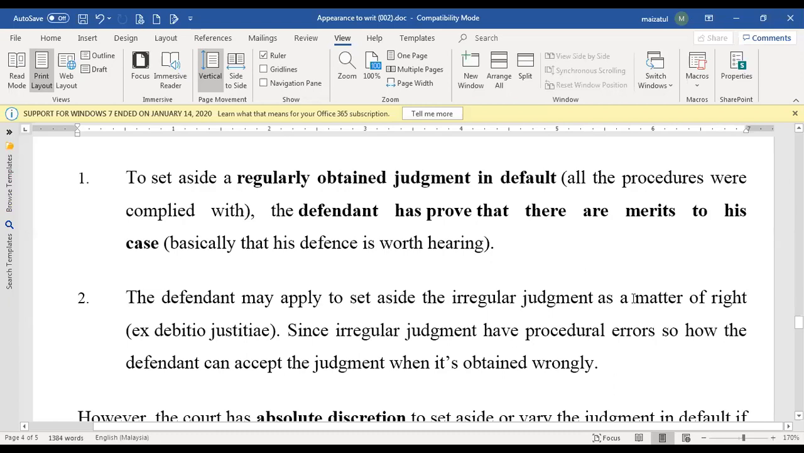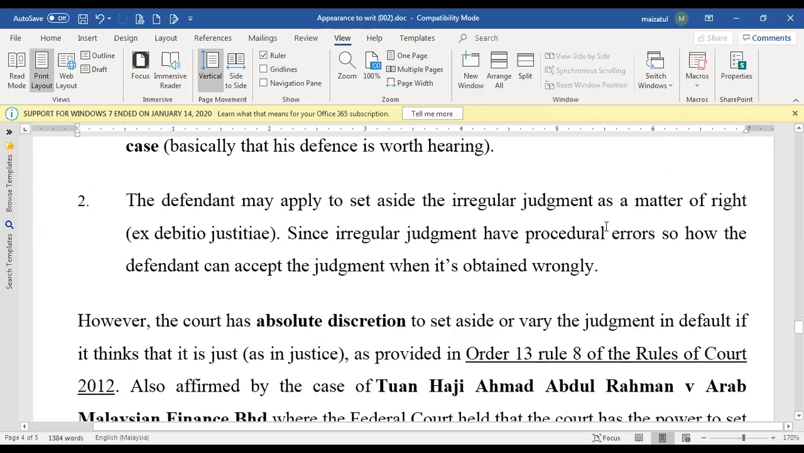However, if the defendant can prove that there is an irregular judgment obtained, then the application can be a matter of right. Because since the irregular judgments have a procedure error, in other words you cannot prove that the defendant has accepted the judgment when obtained wrongly. So that is why we say you can prove that it's an irregularity in the judgment as a right.